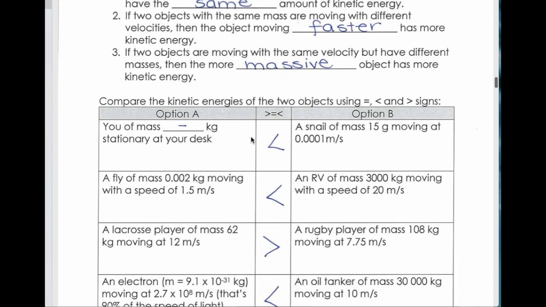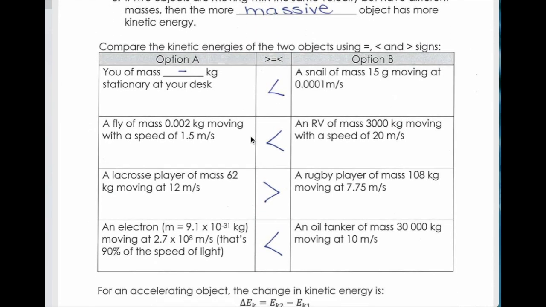If we look at the compared kinetic energies of these two different objects, first, we have your mass. We could say that you are 65 kilograms and stationary at your desk, compared to a snail with a mass of 15 grams moving at 0.00001 meters per second. The snail is going to have more kinetic energy because you are not moving. Your velocity is 0, so if we plug that into the formula, your kinetic energy would be 0. The snail, although very minute, would have kinetic energy.